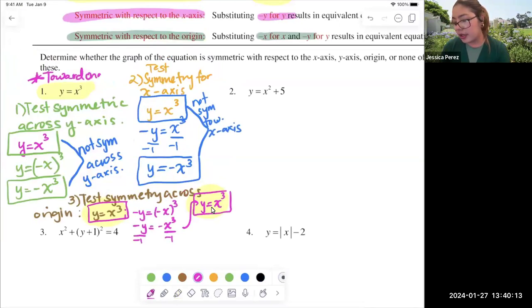Because we saw it's symmetric towards the origin. We tested for the y, we tested for the x, none of them work, but when we tested across the origin, both of them are negative. It gives me back my original equation. So that's exactly what we're looking for. So our solution for number 1 is this equation, y equal x cubed, is symmetric towards the origin.